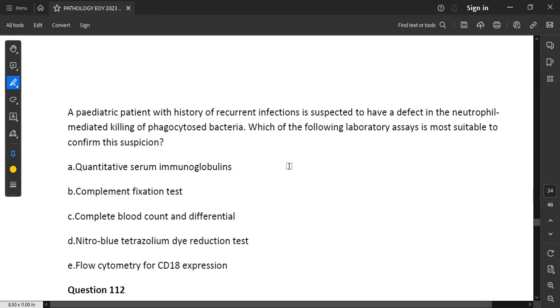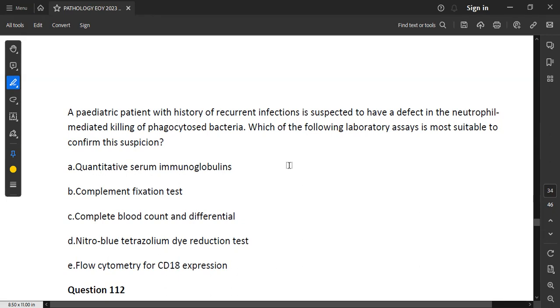Now, flow cytometry for CD18 expression. I feel like, because leukocyte adhesion deficiency, that disease also involves impaired neutrophil and leukocyte chemotaxis and migration. It's a CD18 integrin defect. So I feel like flow cytometry will be best for assessing leukocyte adhesion deficiency. Flow cytometry for CD18 expression.